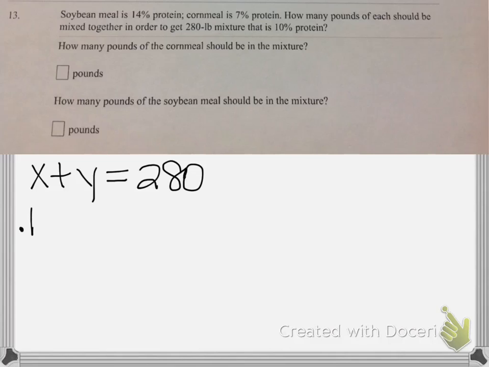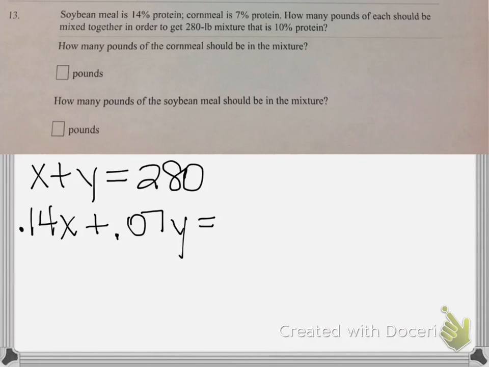So 0.14x. So 14% of X pounds of soybean meal plus, we have our cornmeal, which is 7%. So that's going to be 0.07y. So far we have 14% of X pounds of soybean added to 7% of Y pounds of cornmeal has to total. Now look what we've got, percents times the pounds. Percents times the pounds. We're going to keep that.